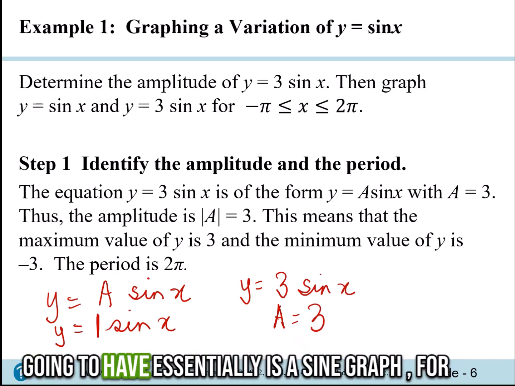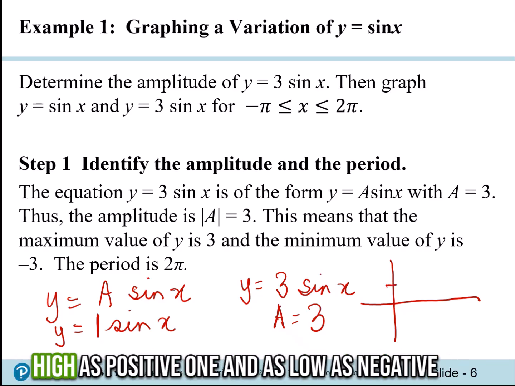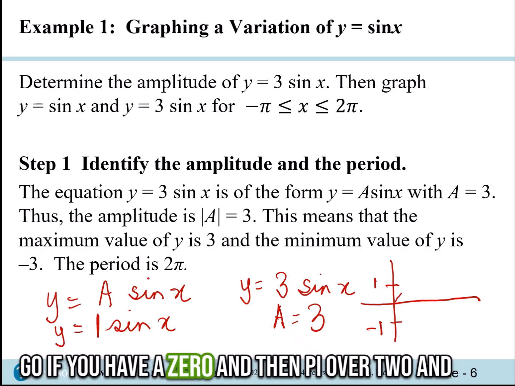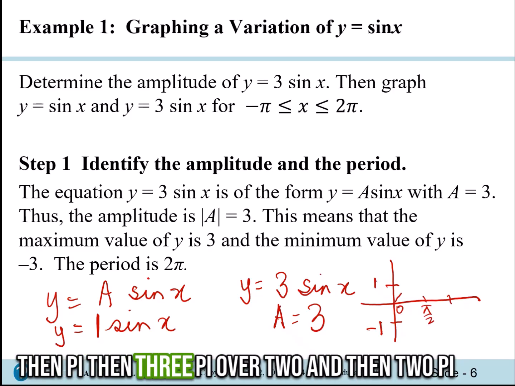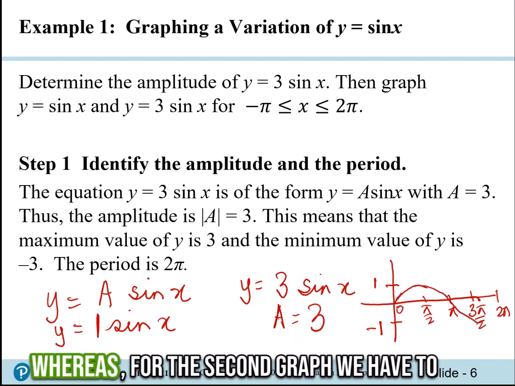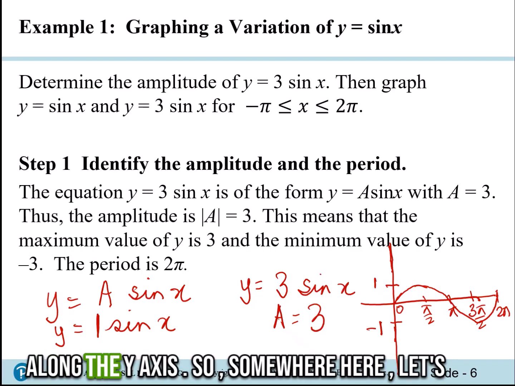So what we are going to have essentially is a sine graph for the basic function. It goes as high as positive 1 and as low as negative 1 for the y values. So our graph is going to go, if you have a 0 and then pi over 2 and then pi, then 3 pi over 2 and then 2 pi, then for the basic function it's going to look like this. Whereas for the second graph, we have to show a positive 3 and a negative 3 along the y-axis.